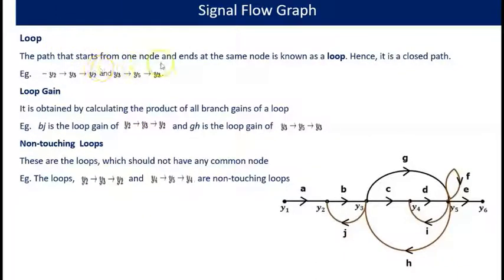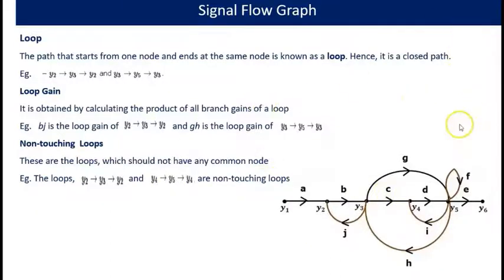The path that starts from one node and ends at the same node is known as a loop. That means it is a path which originates and terminates at the same node. See this figure: y2, y3, y2 is a loop. Similarly, y4, y5, y4 is a loop. Then y3, y5, y3, another loop. y3, y4, y5, y3, another loop. These are some examples of loops.